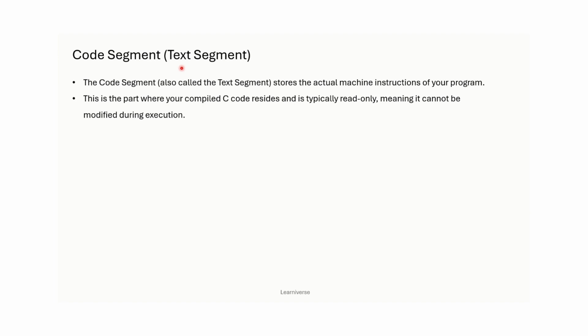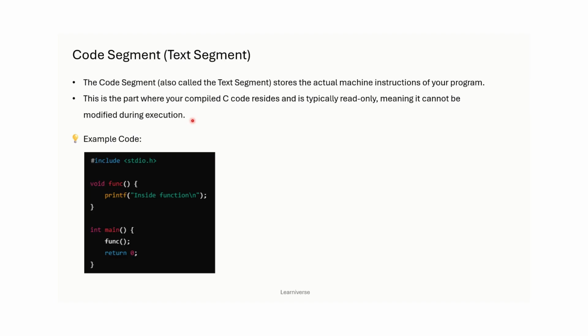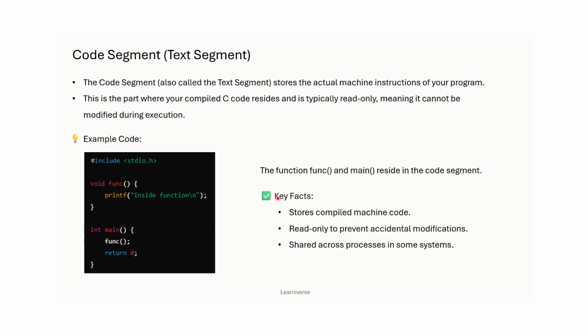Now let's understand what is code segment, which is also known as text segment. Here it stores the actual machine instructions of your program, and this is the part where your compiled C code resides, and this is typically a read-only section, meaning it cannot be modified during runtime or during execution. Here is a simple code to understand which part resides in the code segment. We have a function, and that function is called from the main function. Both the function and main function reside in the code segment.